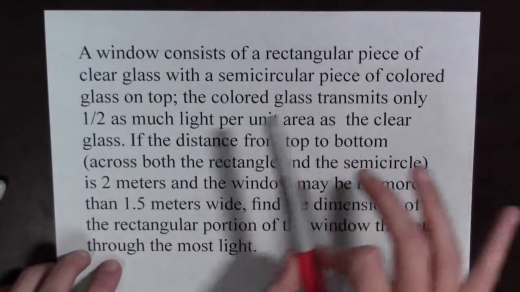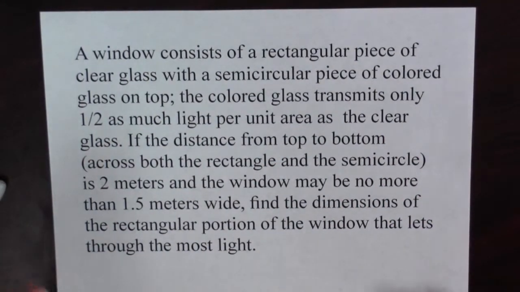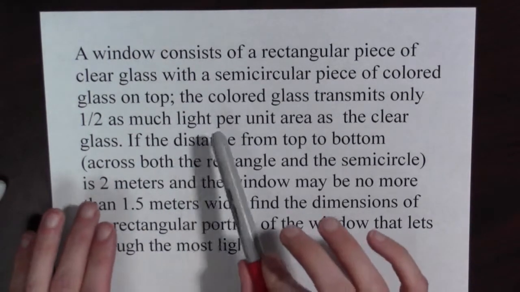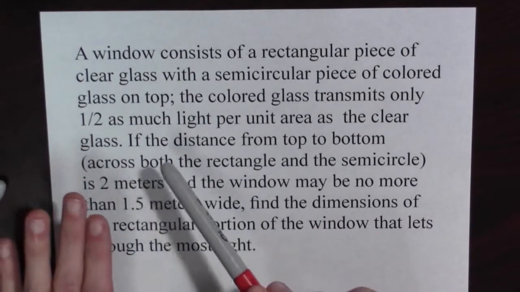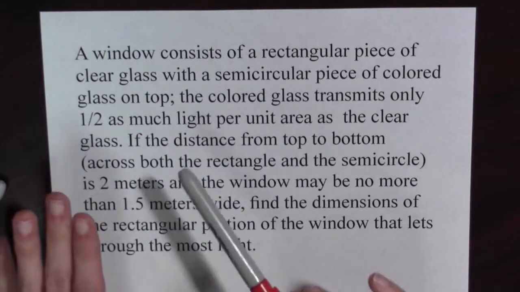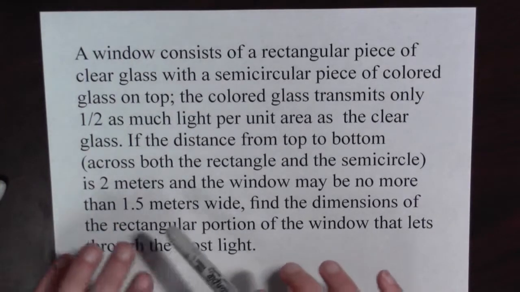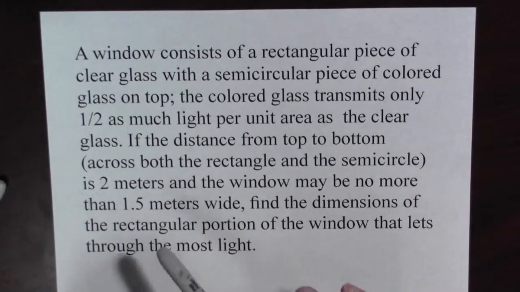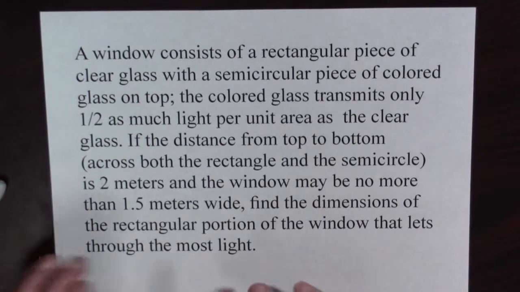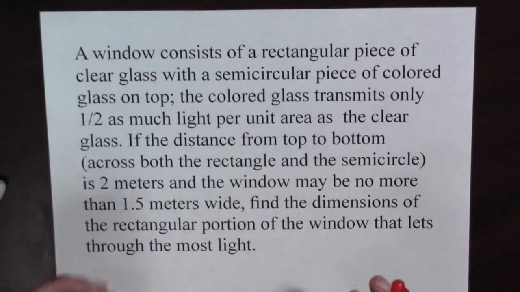Hello there! Now we have a problem about light coming in from a window. A window consists of a rectangular piece of clear glass with a semicircular piece of colored glass on top. The colored glass transmits only 1/2 as much light per unit area as the clear glass. If the distance from the top to the bottom across both the rectangle and the semicircle is 2 meters, and the window may be no more than 1.5 meters wide, find the dimensions of the rectangular portion of the window that lets through the most light.